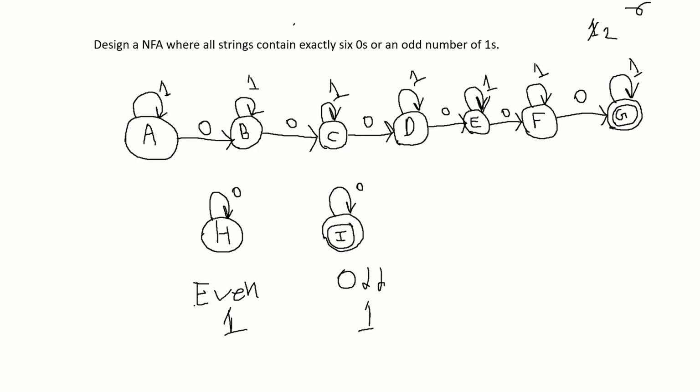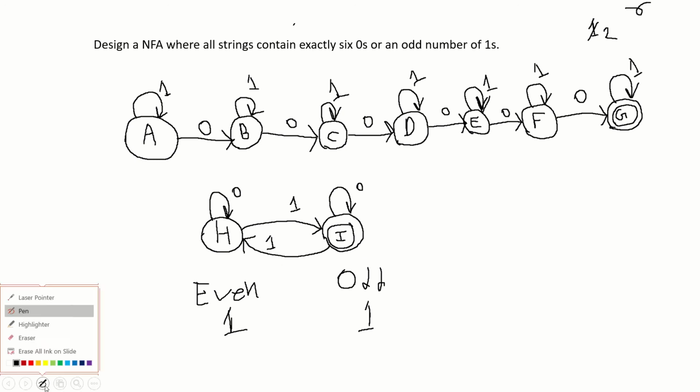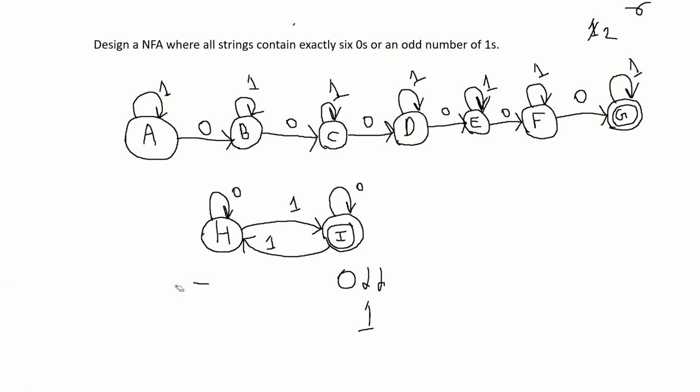Now from even number of 1, if we get another 1, then the number of 1 will be odd. So from state H we will go to state I for 1, and similarly from state I we will come back to state H for 1, as the number of 1 will be even if we get 1 from odd 1, right? So we have already built the two individual NFA.